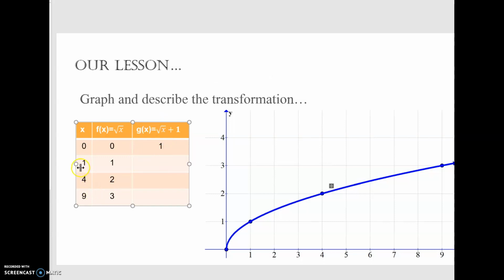The square root of 1, plus 1, will be 2. Then the square root of 4 is 2, plus 1, it is 3. And then the square root of 9 is 3, plus 1, that will be 4. These are the g of x values with this set of x's that I will be plotting for the next part.